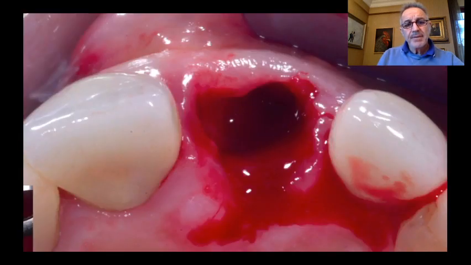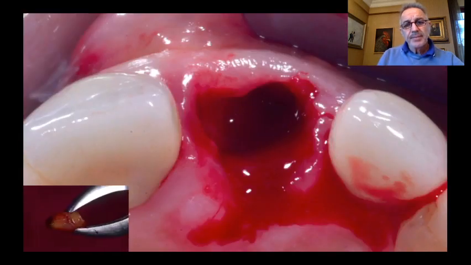This is immediately after extraction. Of course, I checked carefully the interproximal height of the bone and the buccal bone plate. The patient has a thin phenotype, so I decided to perform, in a very conservative way, a connective tissue graft as well in the same session.